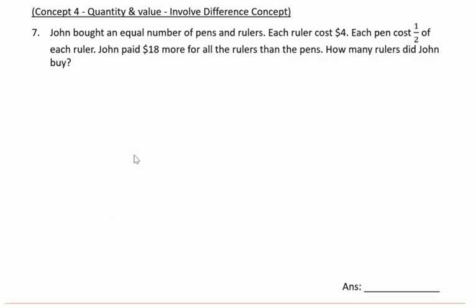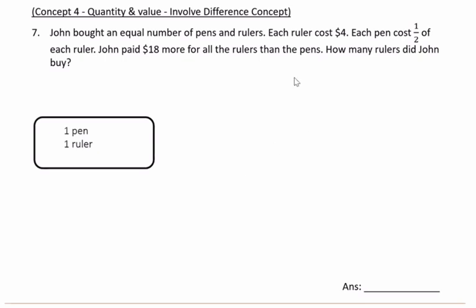So equal number. When you look at this, equal number of pens and rulers means we can actually put one of each into a group. So one group will consist of one pen and one ruler. Okay, equal number, so one pen and one ruler go together.